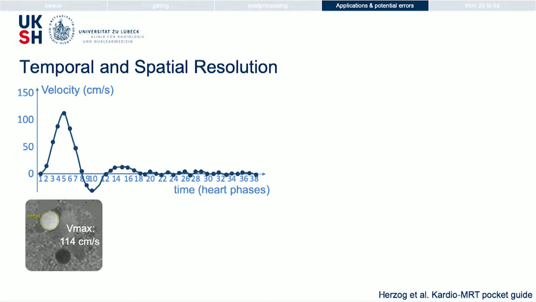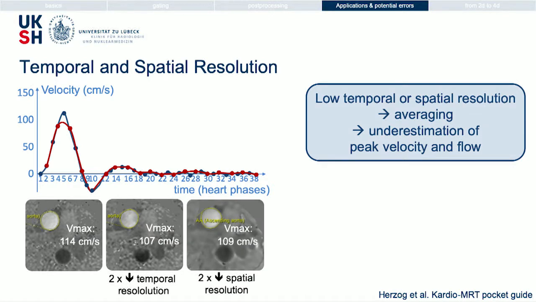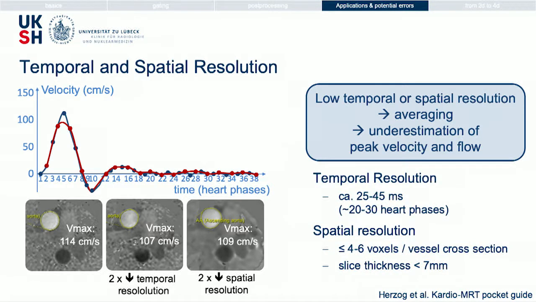Another thing you need to think about before doing the measurement is temporal and spatial resolution. If you're only measuring every second time point, you get an averaging and therefore an underestimation of peak velocity and flow. And it's the same for spatial resolution. If you're measuring very large voxels, then you're doing an average and you underestimate your peak flow. So these are recommendations from the German Society of CMR, and they recommend that the temporal resolution should be at least 45 milliseconds, and you need at least 4 to 6 voxels in your vessel to properly quantify the flow and velocity.